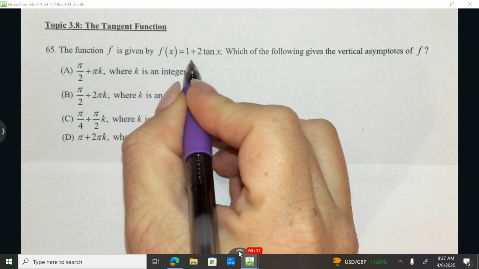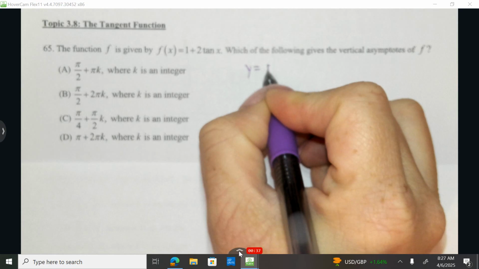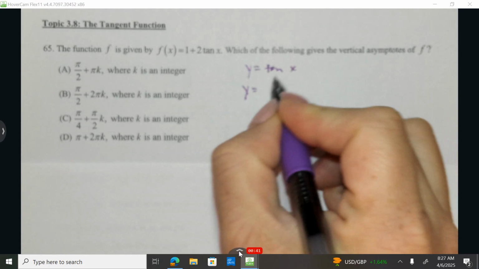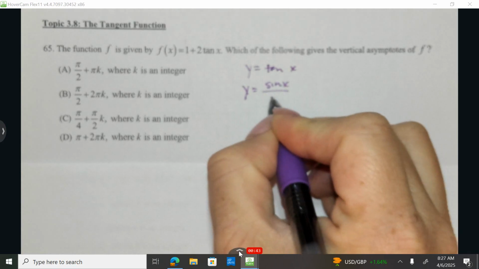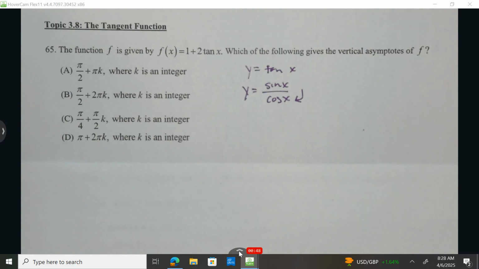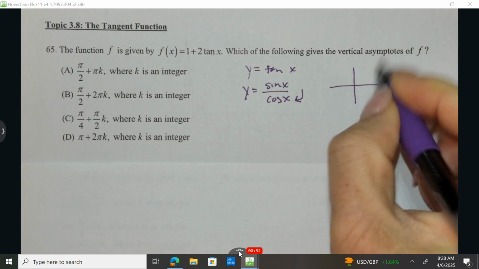So let's just think, first of all, about y equals the tangent of x. Well, tangent is equivalent to the sine of x over the cosine of x. So we want to know, where is the cosine equal to 0? And so let's think of our unit circle.